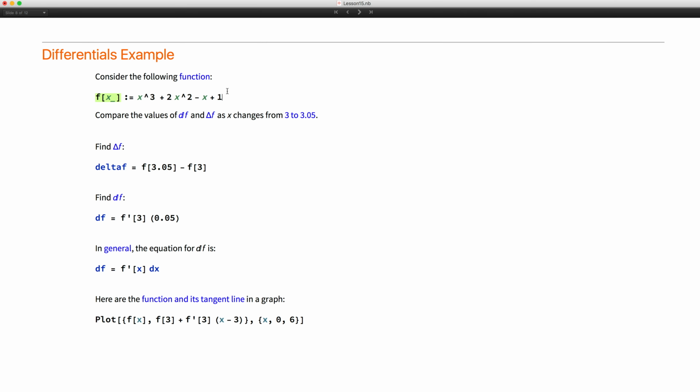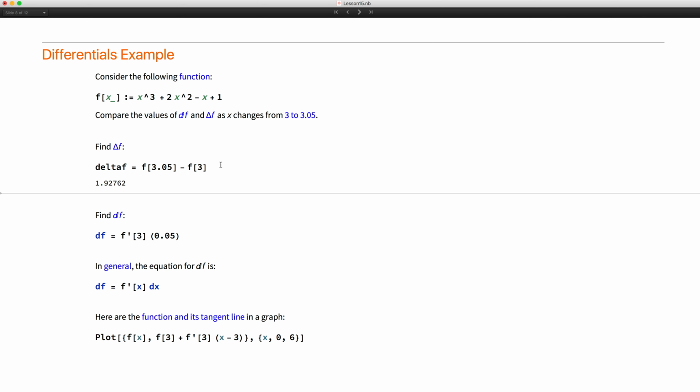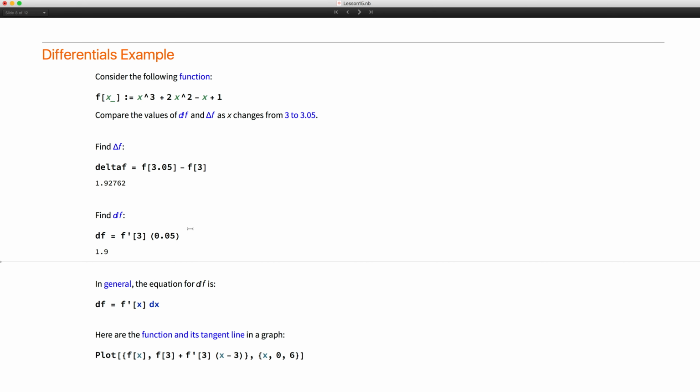So here's an example where you have a function, and the problem is to work out df, the approximate change, and the actual change when x goes from 3 to 3.05. So let's first work out the exact change using subtraction. And now here's the approximate change given by df. And you can see that they're pretty close to each other.